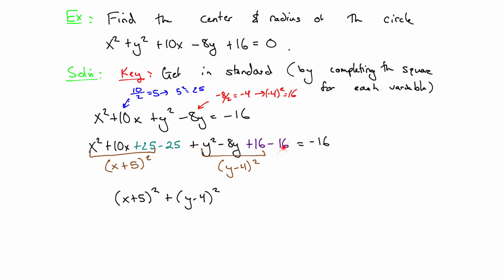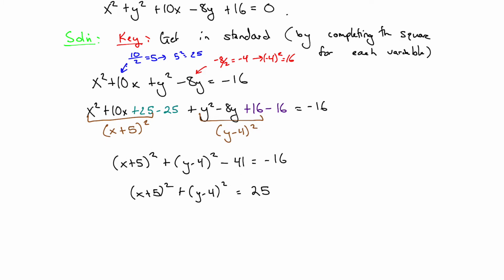Negative 25 minus 16 is negative 41, equals negative 16. We'll add the 41 to both sides and we'll get (x + 5)² + (y − 4)² = 25. So remember, this is our r squared. That means that r is technically plus or minus 5, but we can't have our radius be negative, so our radius is 5.